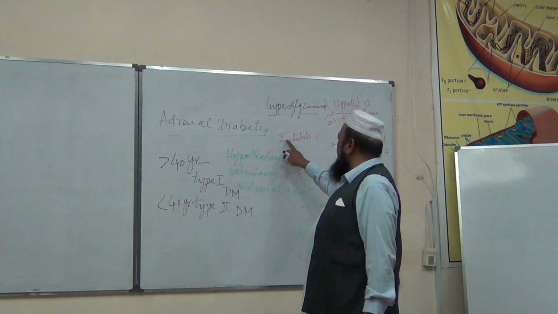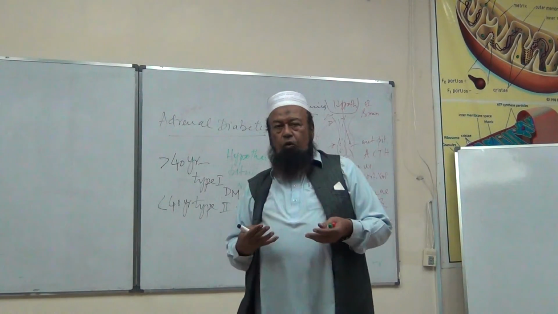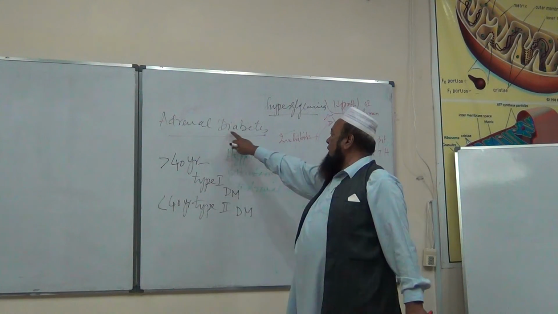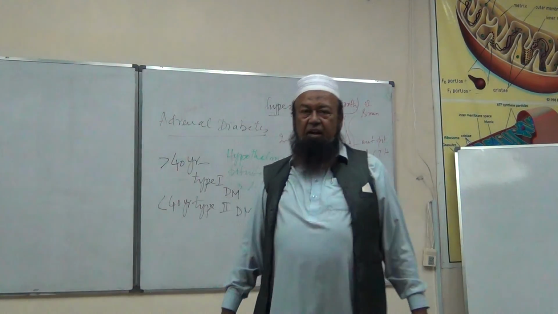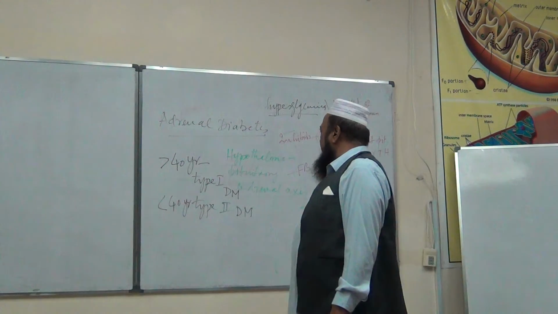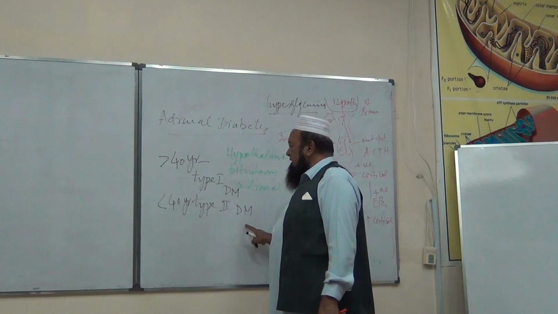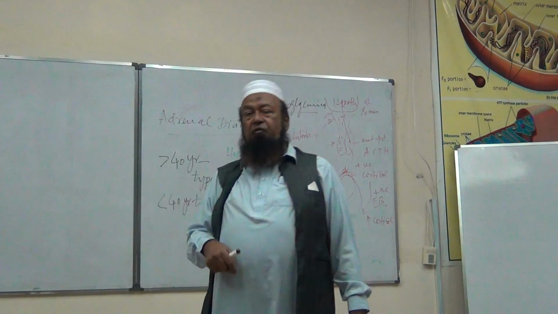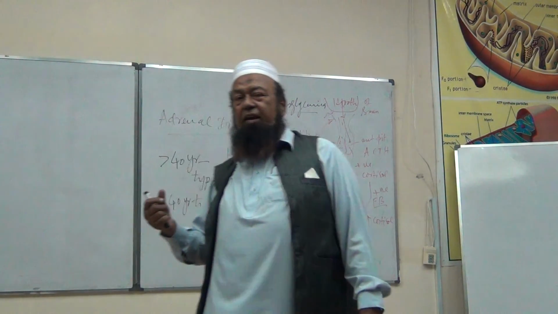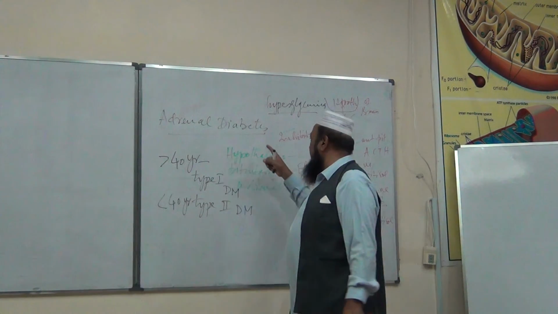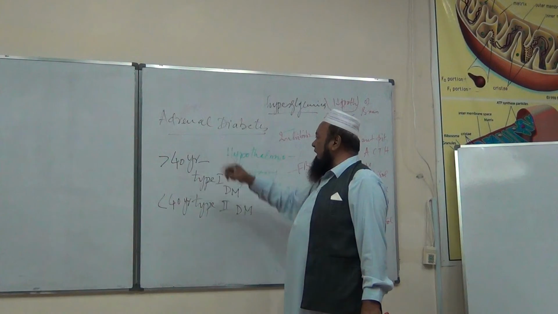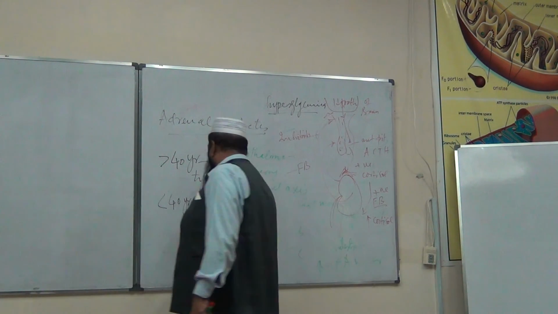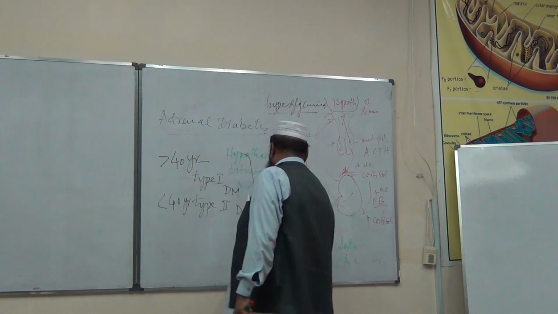As a result of that, there is hyperglycemia in the circulation, and the person suffers from adrenal diabetes. Adrenal diabetes, not pancreatic diabetes. Pancreatic diabetes is the classical one. If it is due to abnormality of the adrenal cortex, this is called adrenal diabetes. Just like in acromegaly, this is classical diabetes.